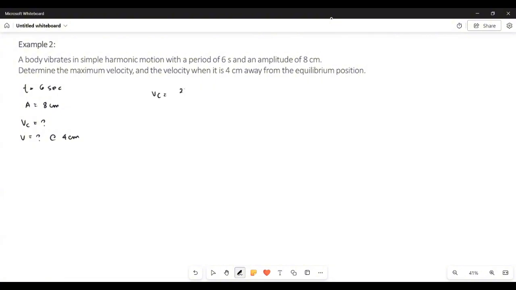We have the VC is equal to 2 pi A over T. Ayan. So plug in lang natin yung values. We have 2 pi times yung 8. And then yung time natin na 6. So we have here 8.377 or 8.378 centimeter per second.